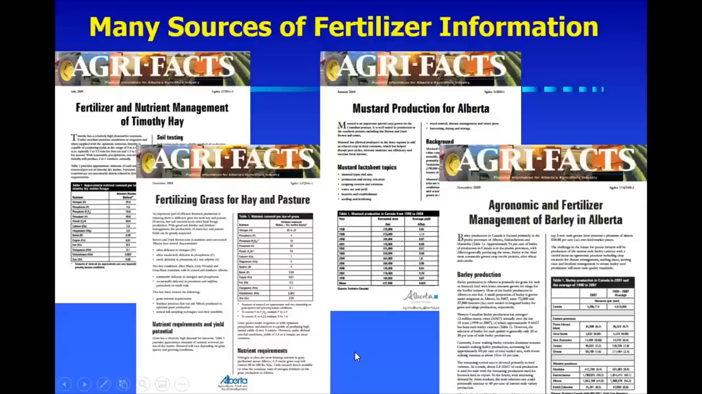Now, when I referred to a few different publications, there are lots of publications that I've written over the years. These are just some of the ones that are on the website. So if you're growing mustard or Timothy for hay, under irrigation or dryland, or many other crops we've written AgDex reports or AgDex fact sheets for, look on the Alberta Agriculture website to see what you can find to help you out.